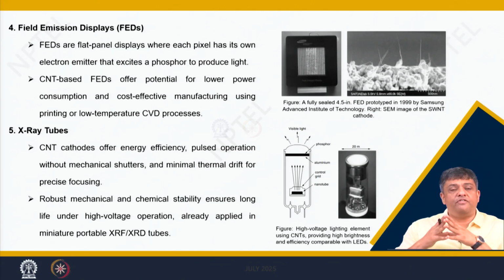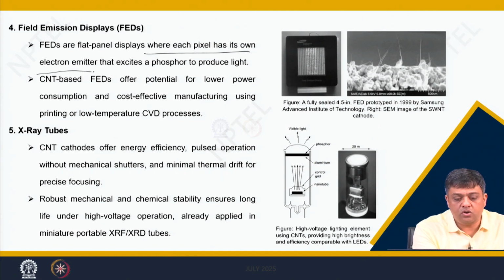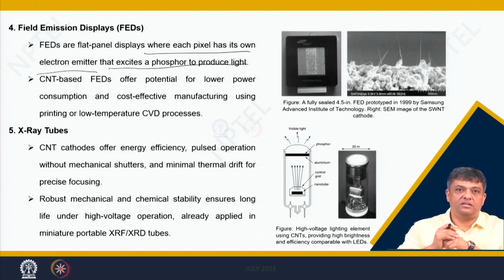Another example for emitters are in field emission displays, where each pixel has its own electron emitter that excites the phosphor to produce light. Such systems being also so robust, mechanically stable, also give you the capacities to have such displays which are highly stable and have long life. And we had seen their use in X-rays in the previous slides.